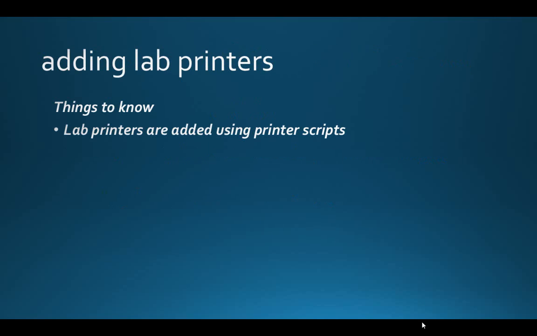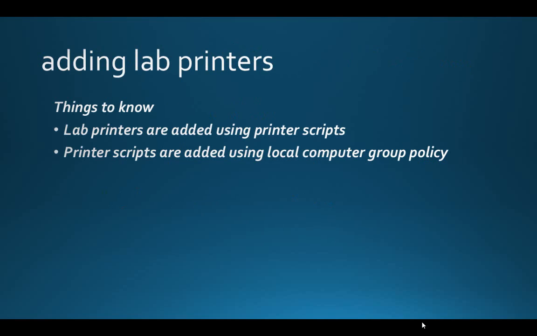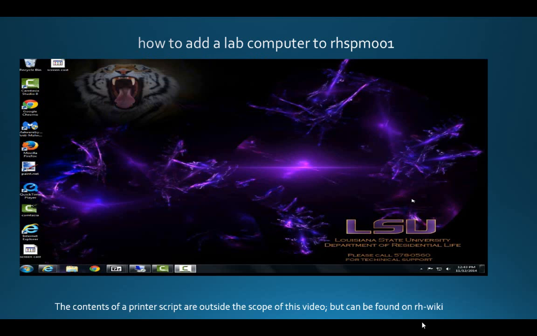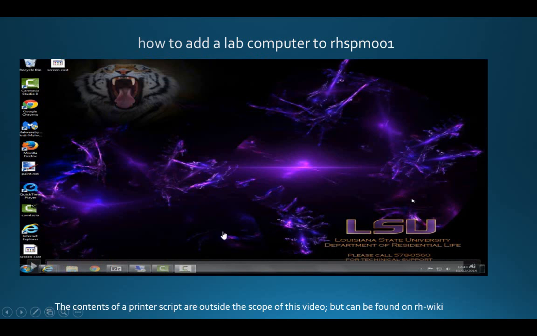Things to know. Lab printers are added using printer scripts. Printer scripts are added using local computer group policy. All printer scripts are located under C:\Tools on the local machine, and each lab has its own printer script. On this slide, we're going to show you how to add a lab computer to the print server RHSPM001.